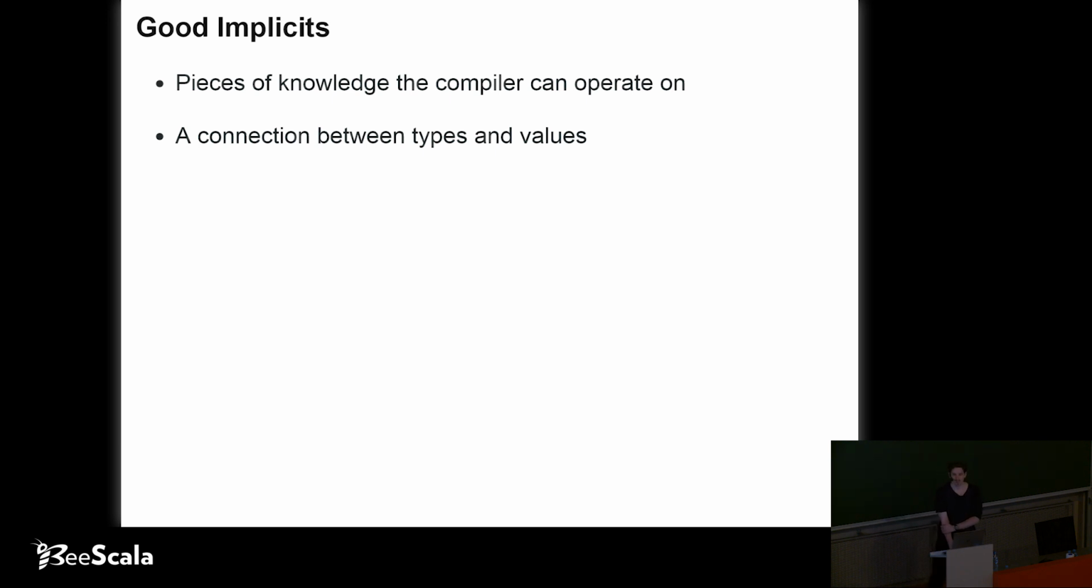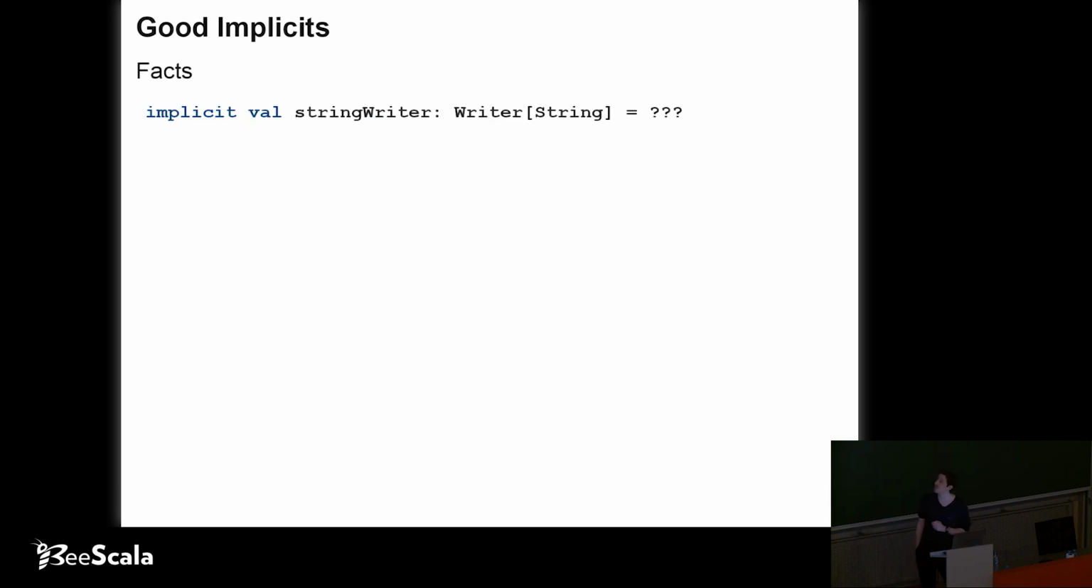So what would be a good usage of implicits? Here is the terminology I'll be using. We have facts. When we say that we have an implicit writer of strings, the writer is a JSON writer that can write strings. So we're saying that if I want the writer for string, this is the one that the compiler can provide for you, because it knows about it at compile time and that this is the one it can use. So guided by the type Writer of String, we can produce the appropriate value.